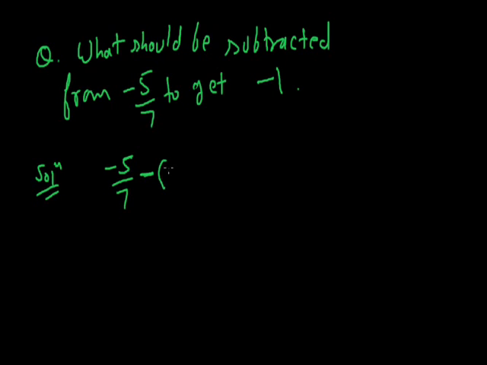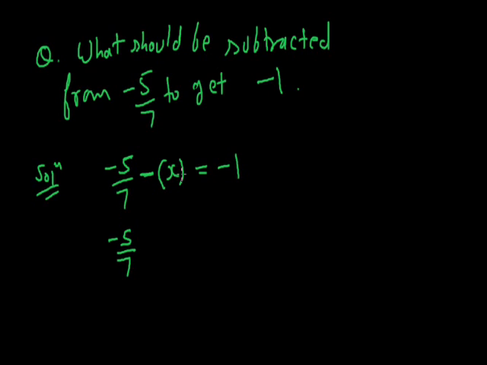Let's say we subtract x. Minus 5 by 7, minus x, so that we are getting minus 1. We are subtracting x from minus 5 by 7 to get the answer minus 1. So in this way we can form an equation. Now let's solve it.